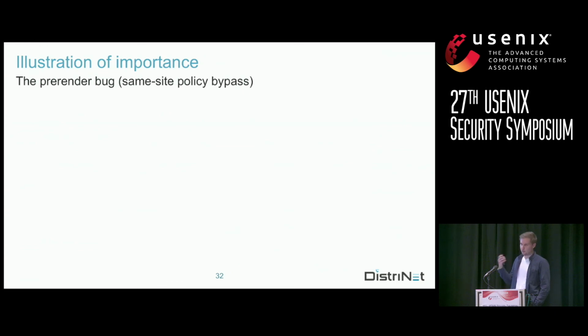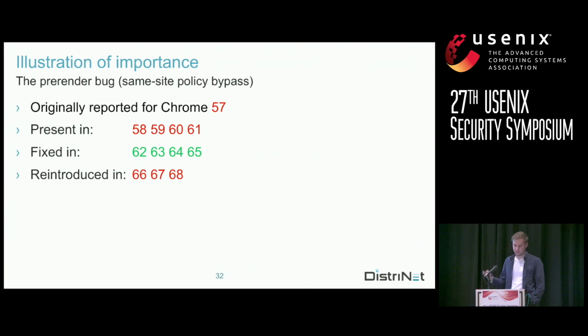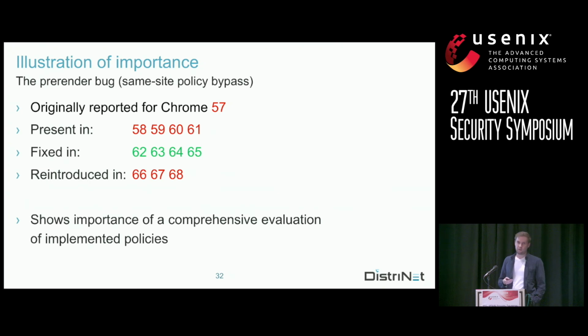So let's go back to the pre-runner bug that we found in Chromium. It bypasses the same-site policy in those browsers. So it was originally reported for Chrome 57. And of course, not all bugs are immediately fixed. So it was still present in following versions until version 61. But then it was fixed starting from 62. But unfortunately, we found it again in Chrome version 66 until the latest version. Now this, according to us, shows the importance of the way to do a comprehensive evaluation, because this way regression bugs can easily be avoided.